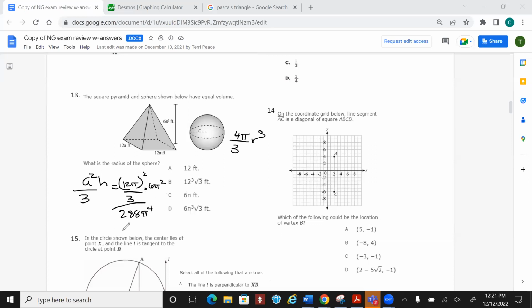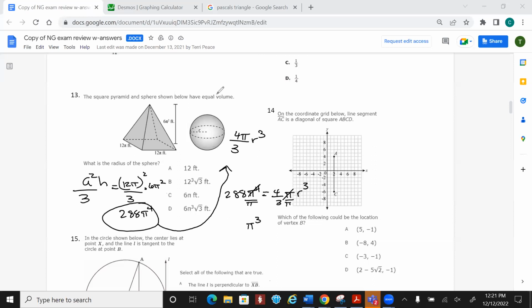We're going to take this and set it equal to the volume of a sphere, and then solve for r. So we have 288 pi to the 4th is equal to 4/3 pi r cubed. When we divide by pi on both sides, that's going to give us pi to the 3rd.